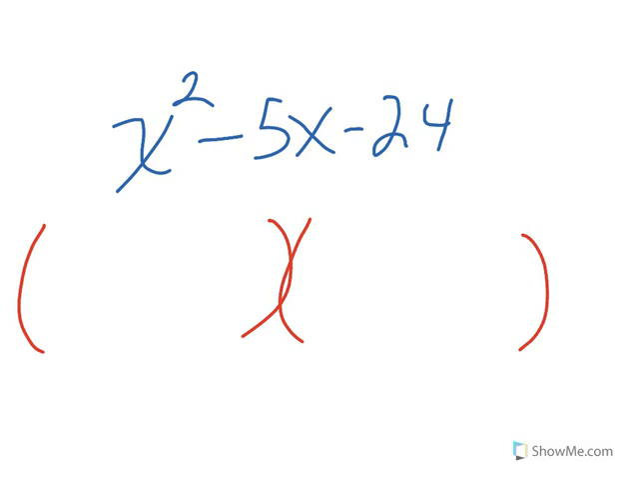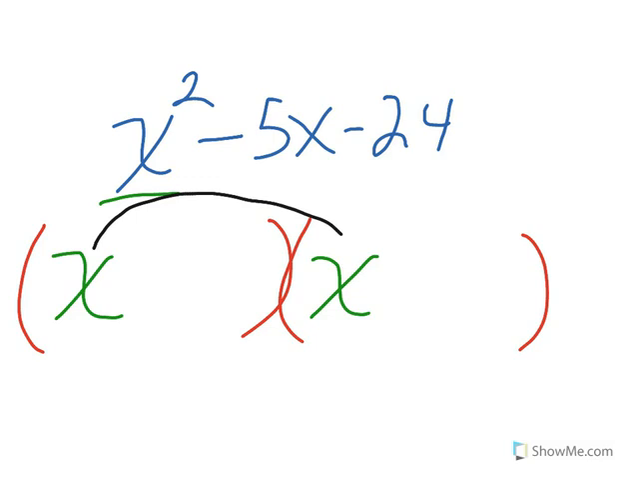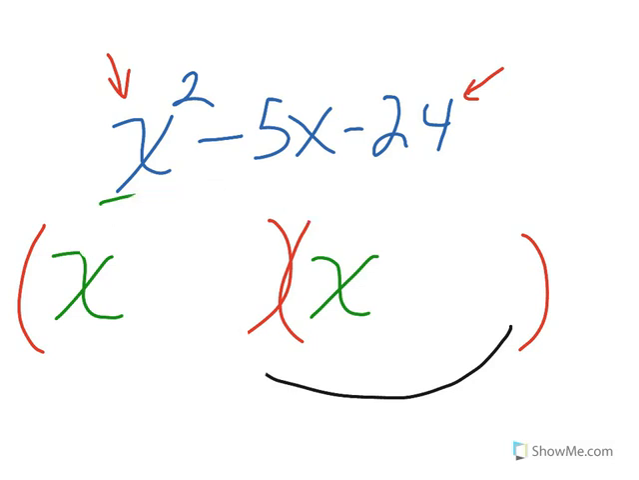2 sets of parentheses. And now all I'm going to say is what times what gives me x squared. X times x. If you want a quick way to check your work, if I multiply here and my last 2 terms, I better get my first term and my last term. So now I'm just going to list every single factor that I can think of in my head that gives me 24. So 1 and 24, 2 and 12, 3 and 8, 4 and 6.